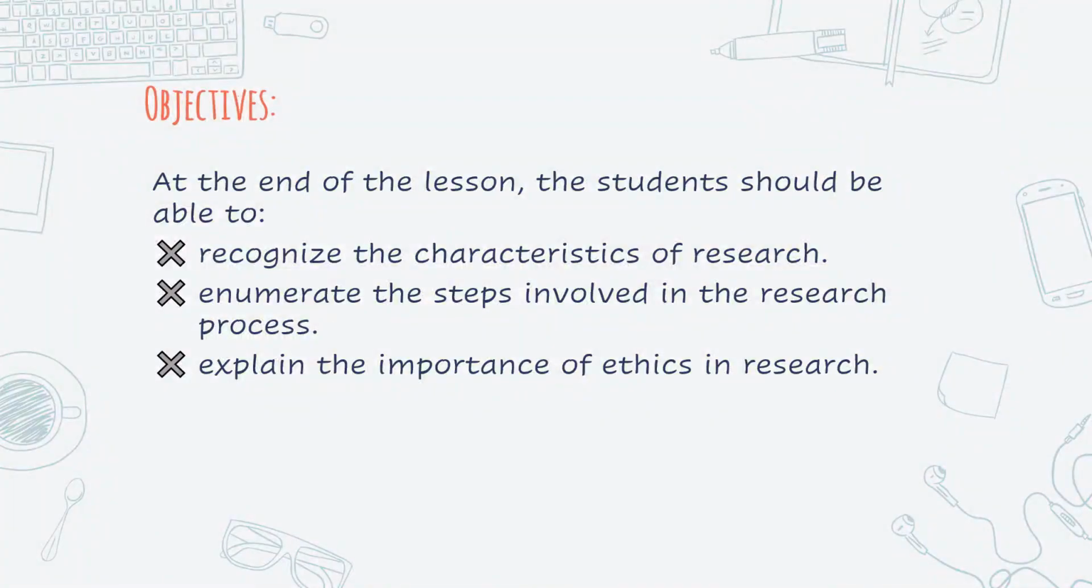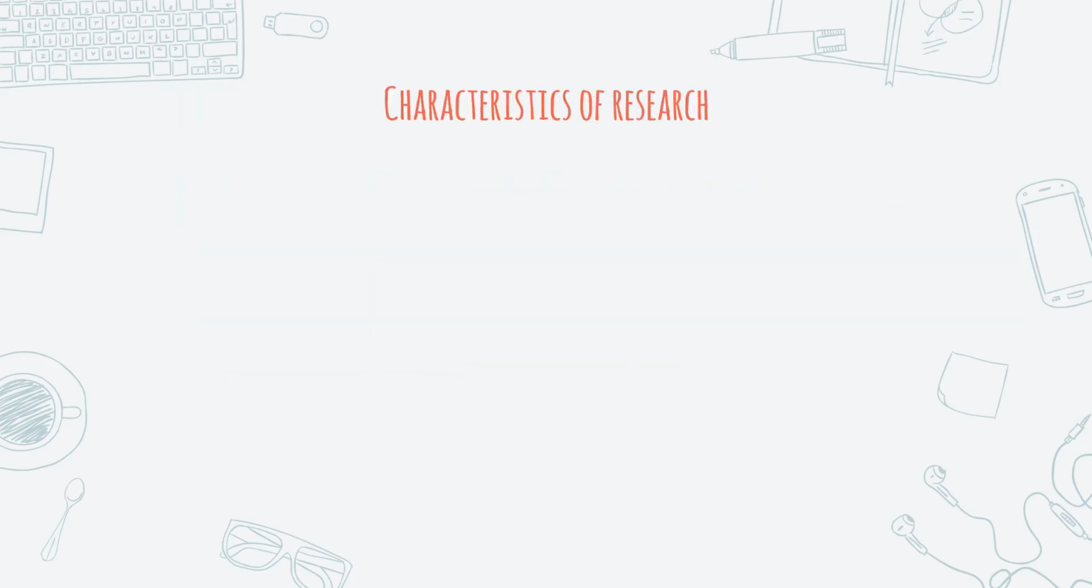So at the end of the lesson, the student should be able to first recognize the characteristics of research. Next, enumerate the steps involved in the research process and explain the importance of ethics in research. Okay, we have here characteristics of research. There are 5 characteristics of research.